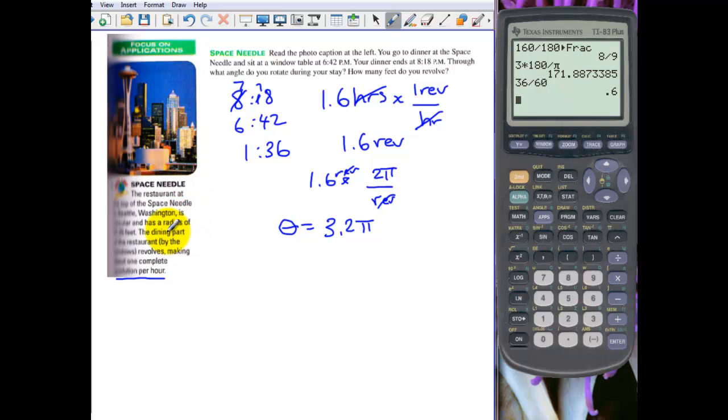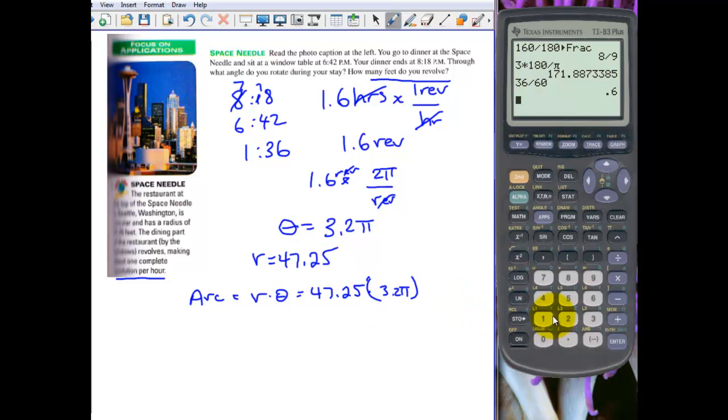Now here our radius, which unfortunately you can't read there, is 47.25 feet. They're asking us how many feet did we travel. That's an arc length, so we know our arc length is going to be r times theta, or 47.25 feet times 3.2 pi.